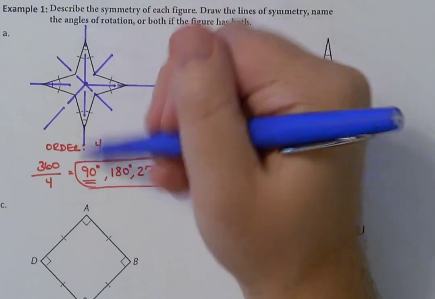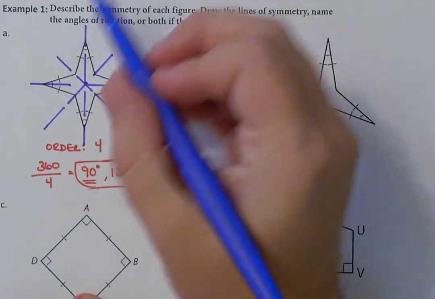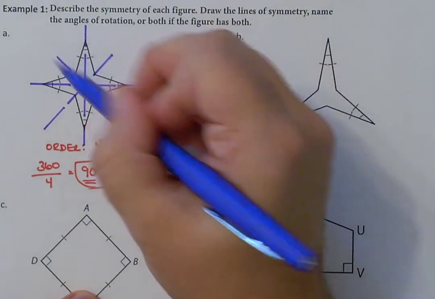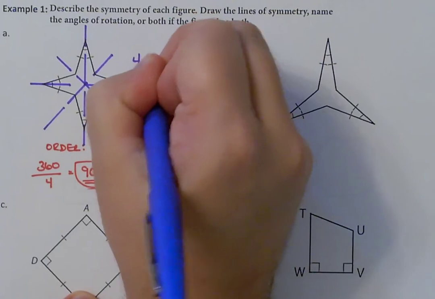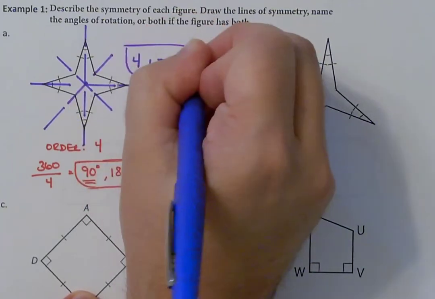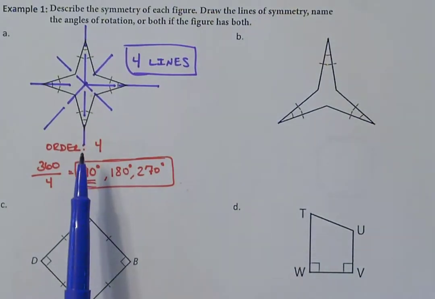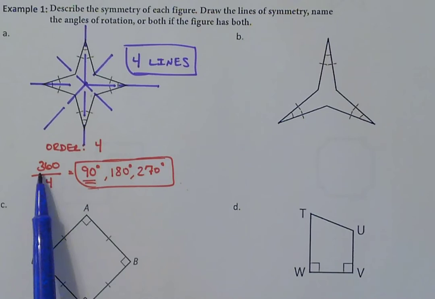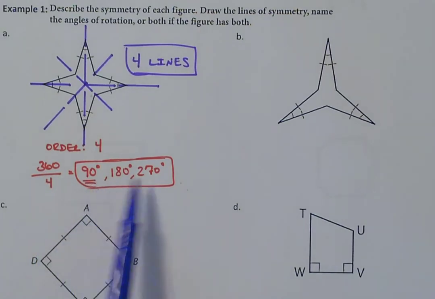So I have one that goes top to bottom, two that goes left to right, three that goes diagonally, and four is another diagonal. So that means I have 4 lines of symmetry. So my order of rotational symmetry is 4. And I do 360 divided by 4 to find my angle of rotation and keep adding.